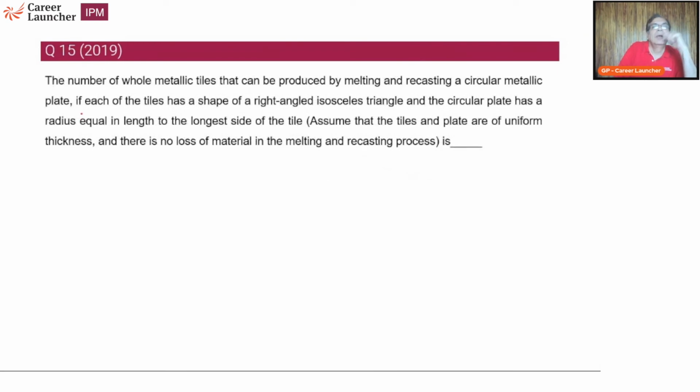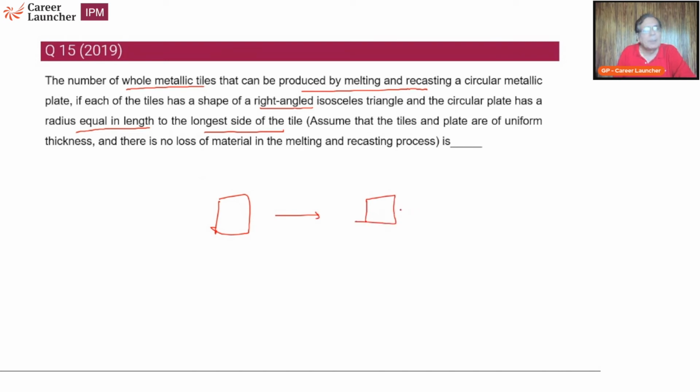15th. The number of whole metallic tiles that can be produced by melting and recasting a circular metal plate, if each tile has a shape of right angle isosceles triangle and the circular plate has a radius equal in length to the longer side of the tile. So what are we doing? We are melting one figure and converting it into multiple smaller figures of another shape. That's all we are doing.